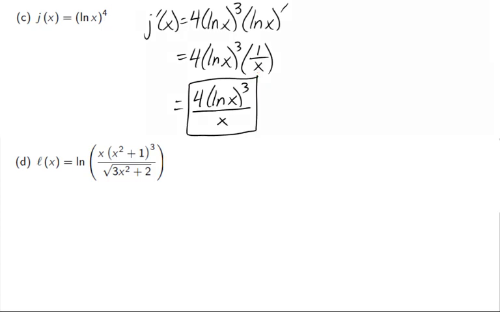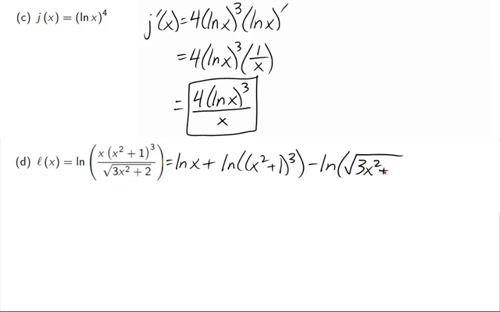Now for this one, look at this monstrosity. That's a lot of stuff in there, and this would be a nightmare to take the derivative of just using the chain rule, because you'd have to use the product, quotient, and chain rules on the inside of the chain rule. It would be a mess. However, let's use our properties of logarithms. I've got the natural log of x plus the natural log of x squared plus 1 to the third minus the natural log of the square root of 3x squared plus 2.